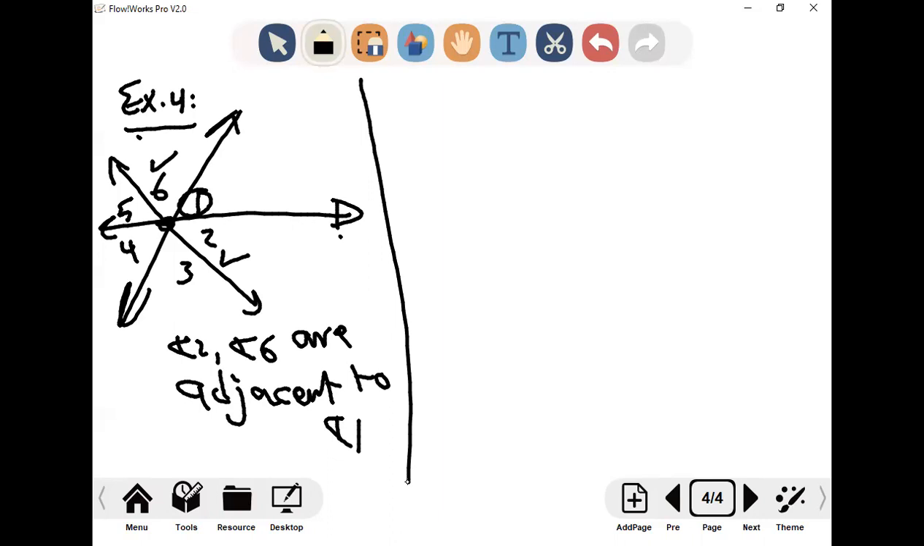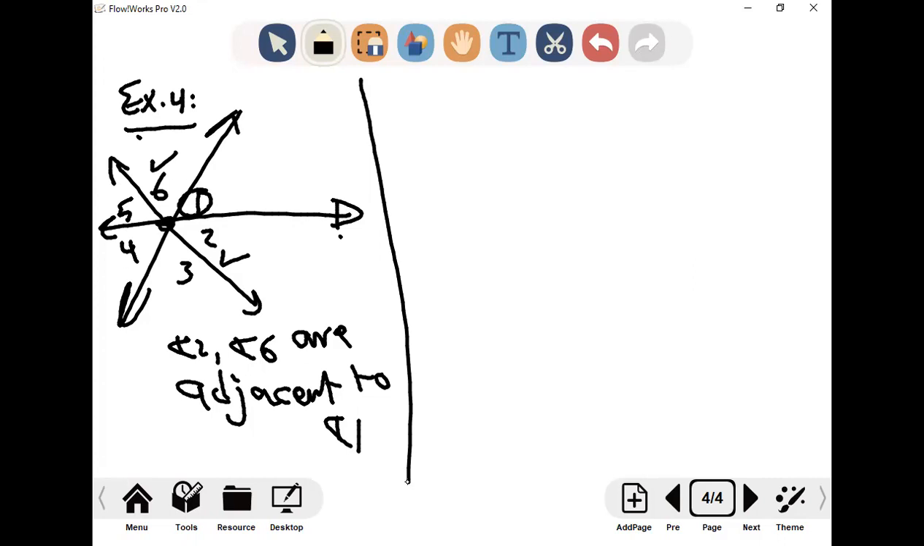The check: select all of the angles that are adjacent to angle 3. Angle 1, is it adjacent to angle 3? No. Angle 2, yes, so check angle 2. Angle 3, angle 4, yes. 5 and 6, no. Done? Done. Example 5.